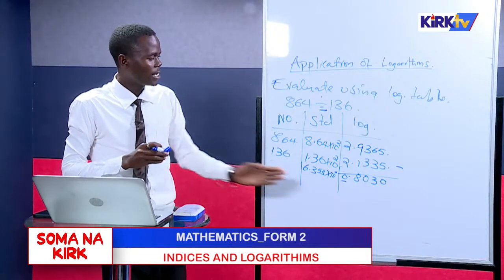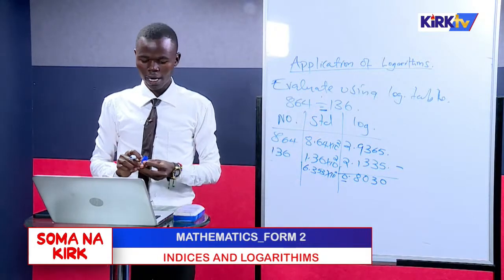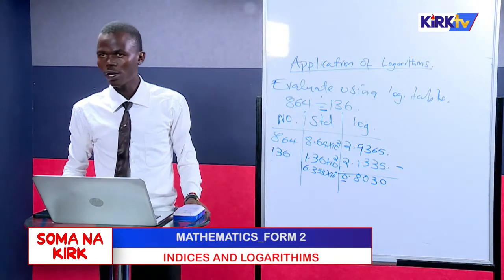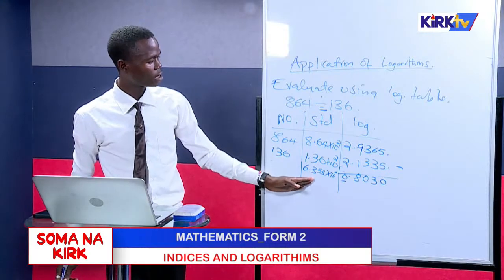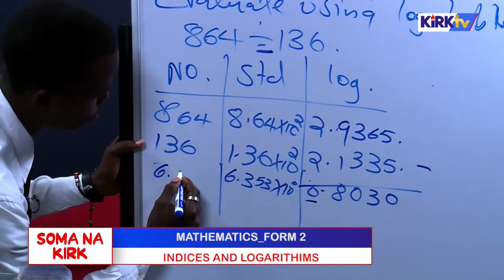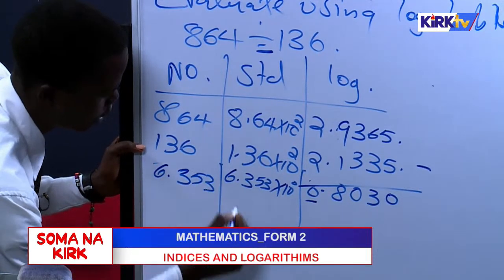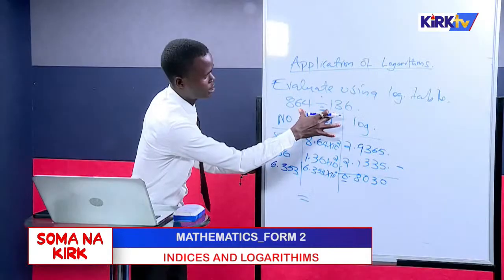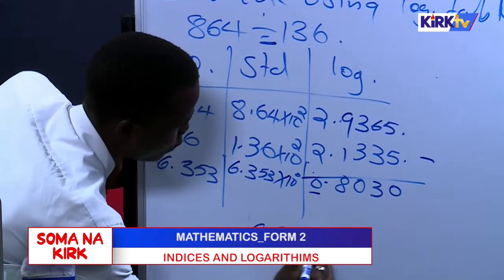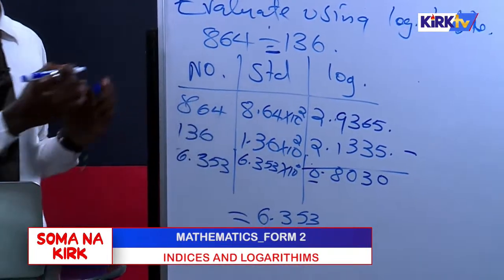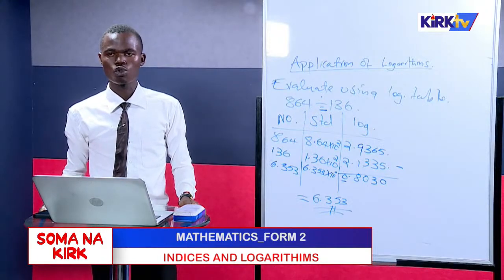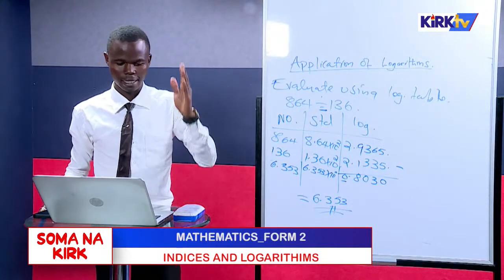But since it is raised to power 0, anything raised to power 0 is always 1. 10 raised to power 0 is 1. So when you multiply this by 1, we are going to get the same answer, which will be 6.353. Now, our final answer is 6.353. That is how to go about that.